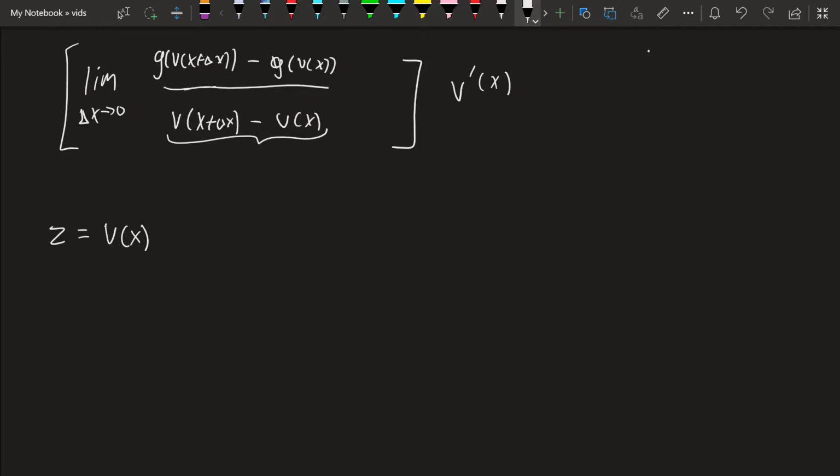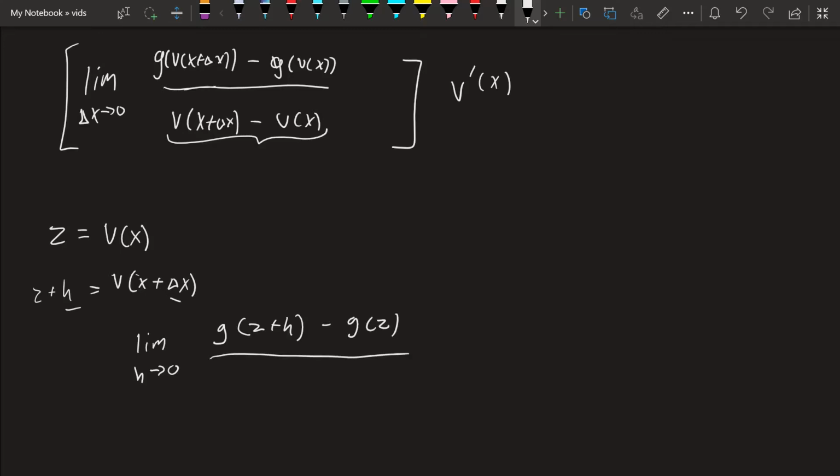We can say that v of x plus delta x is just z. So it's going to be some z plus another small change in z, right? So yeah, here we go. Let's just rewrite it. The limit, and in this case delta x is represented by h, as h goes to 0, g of z plus h minus g of z over z plus h minus z.